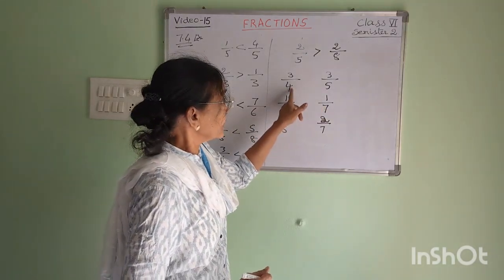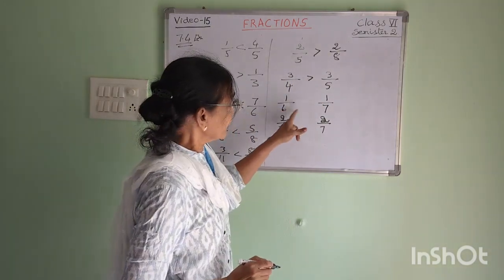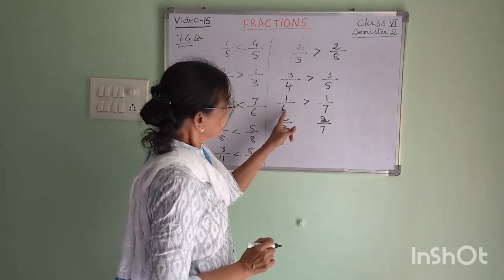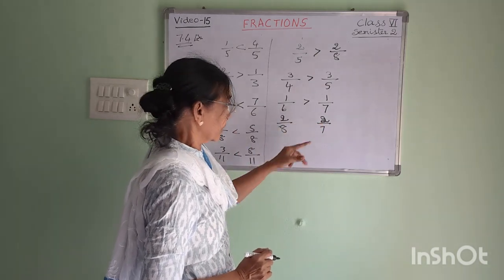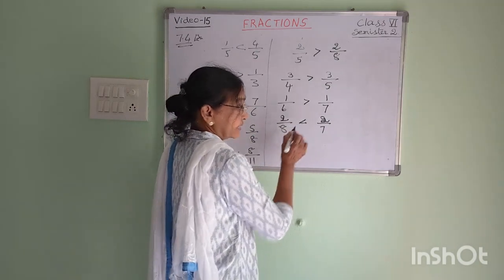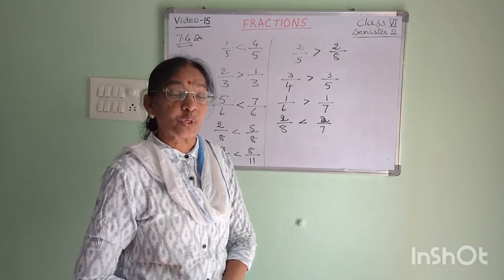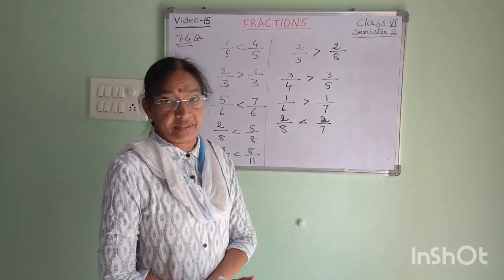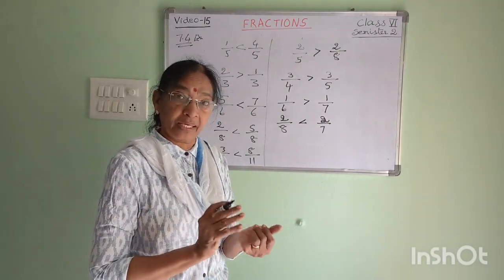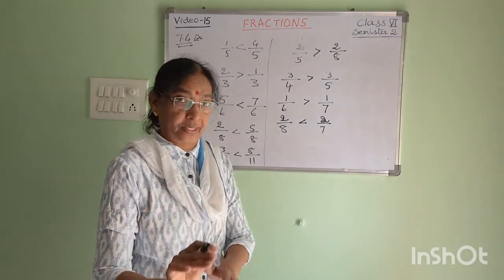Here 4 is less. Therefore 3 by 4 is greater. Here 6 is less than 7. Therefore 1 by 6 is greater than 1 by 7. Okay. Next, 8 is greater than 7. Therefore 2 by 8 is less than 2 by 7. Thus we can compare the unlike fractions whose numerators are the same. So these two comparisons are very easy: comparing the like fractions and comparing the unlike fractions whose numerators are the same.